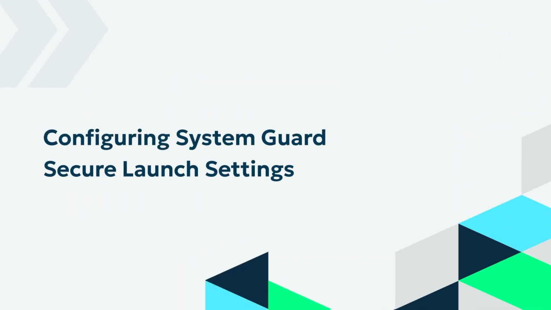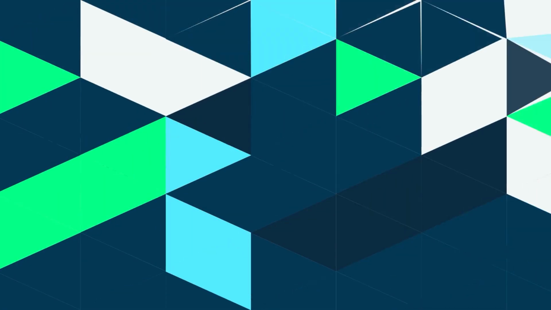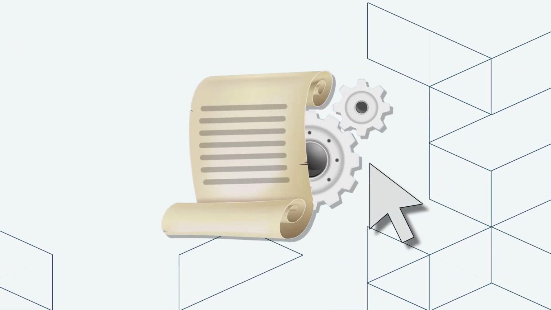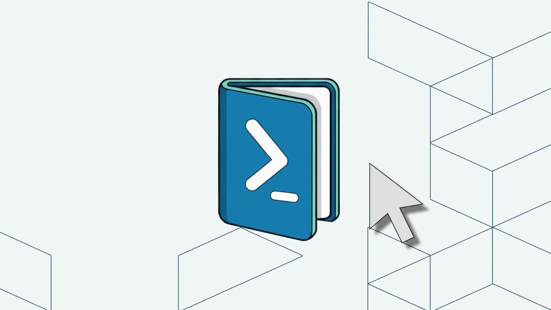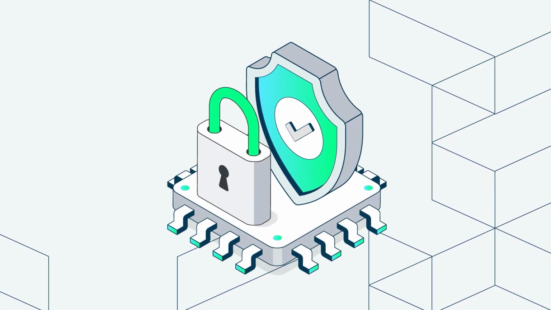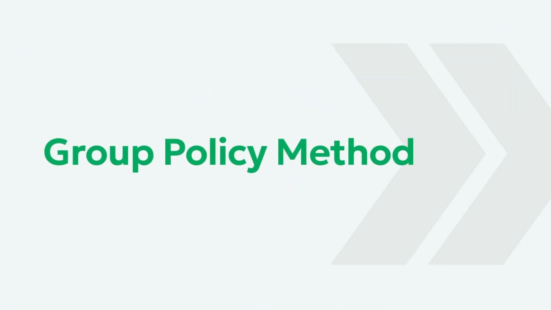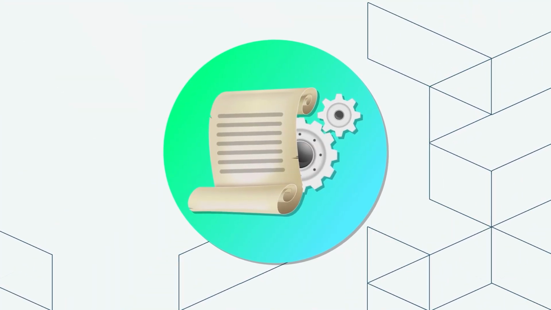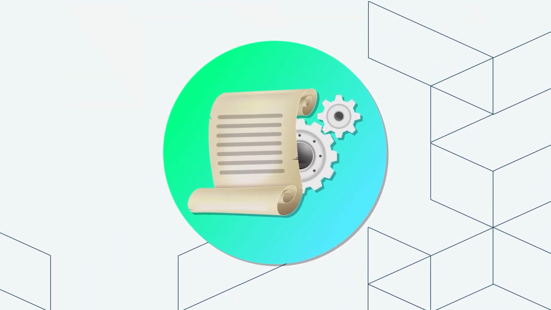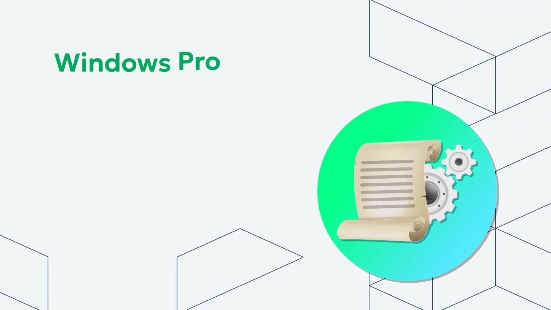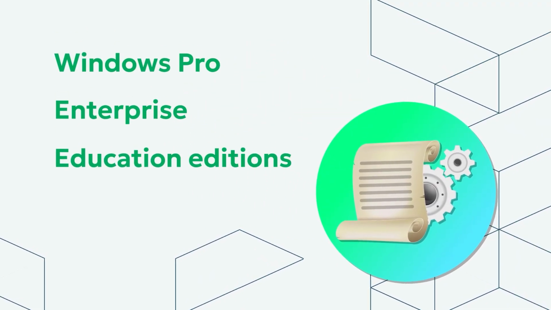Configuring System Guard Secure Launch settings. Users can choose between the Group Policy Editor, Registry Editor, or PowerShell to configure their System Guard Secure Launch settings. Method 1, Group Policy method. The Group Policy Editor is the preferred method for enterprise or batch deployments using Windows Pro, Enterprise, or Education editions.